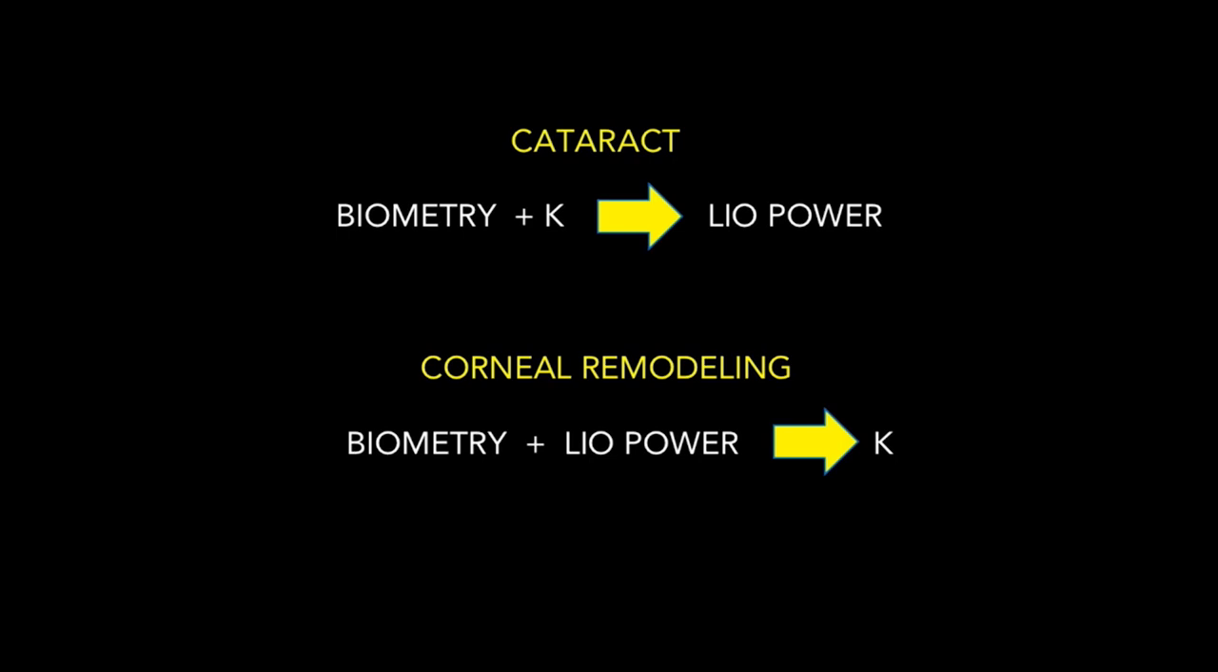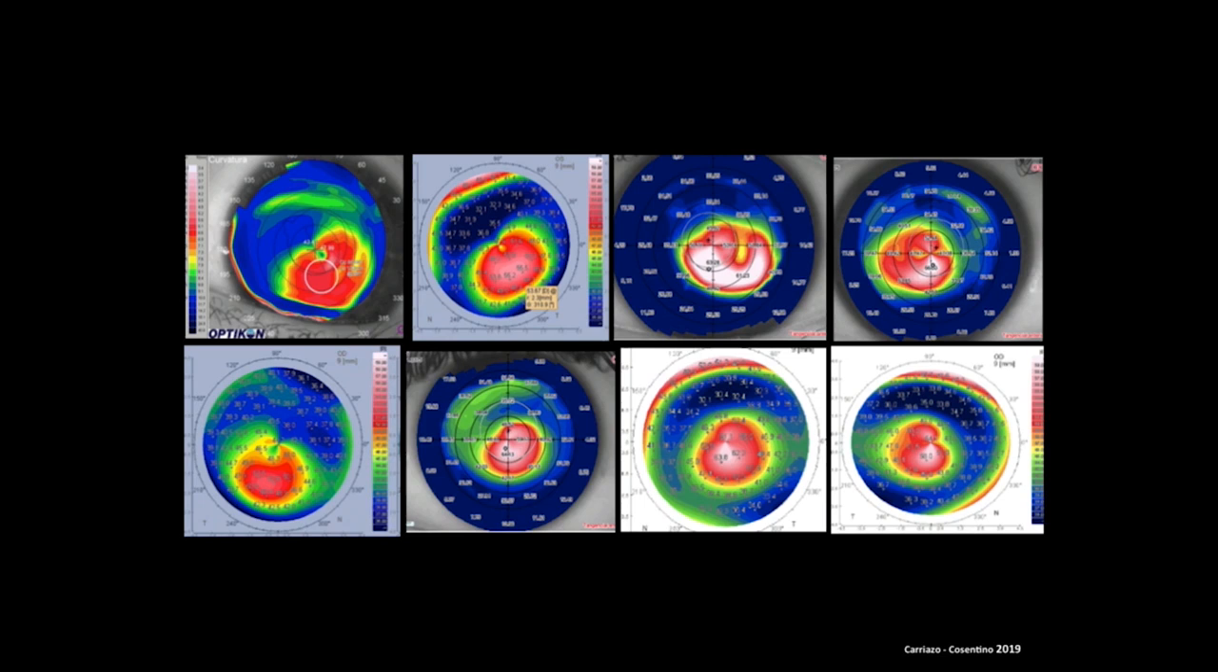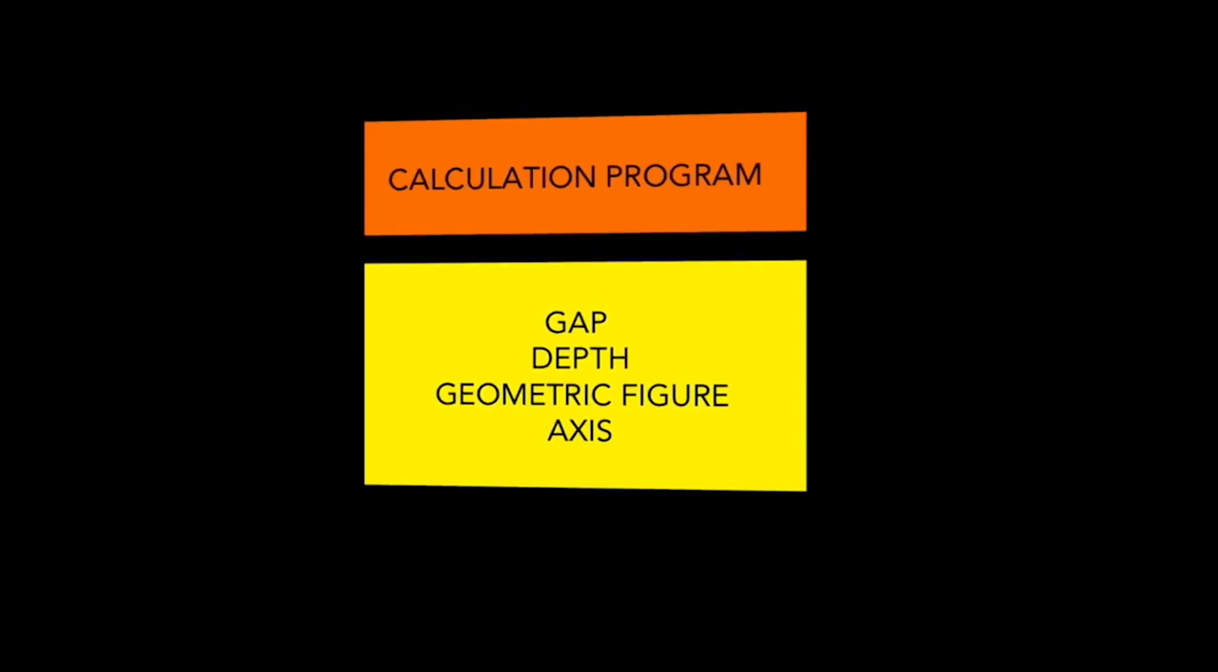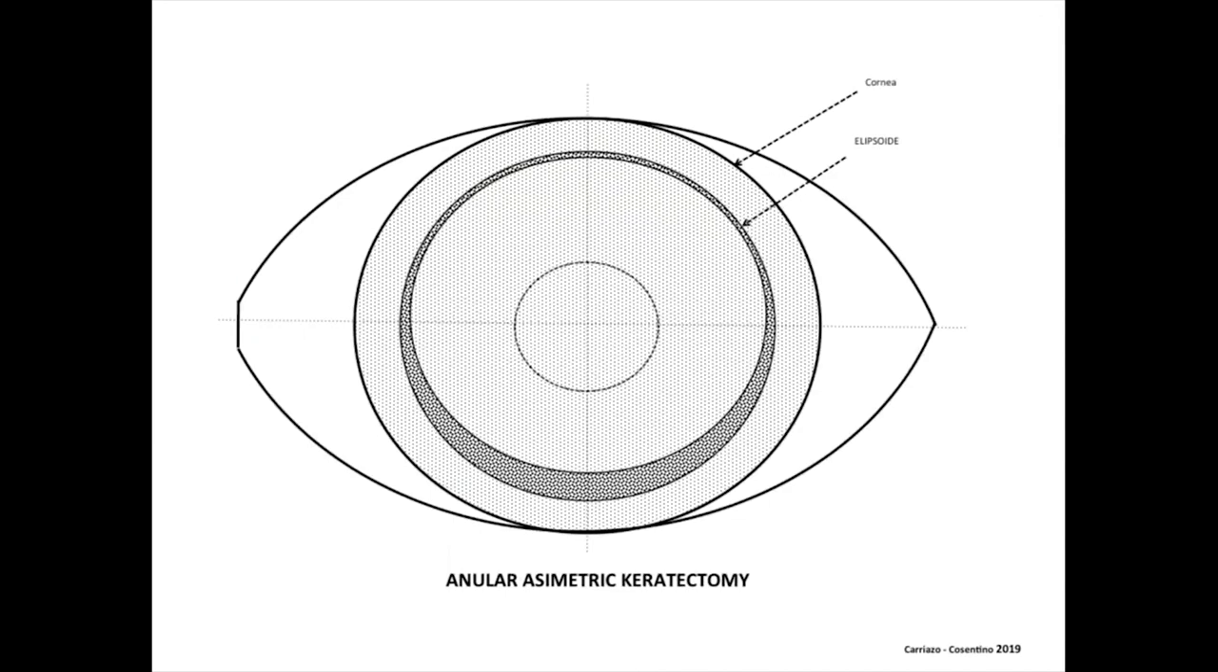It's similar to cataract surgery. In cataract surgery, we calculate the power of the IOL following the biometry and keratometry. In corneal remodeling, we have to look for the keratometry. We have the biometry, and we use the power of the crystalline lens, not the intraocular lens, in order to obtain the keratometry. In other words, each cornea is different, because if one patient is more myopic or less myopic, we have to change the geometrical figures. In each case we modify the gap of the geometrical feature, the depth, the geometrical figure, and the axis for each patient. This is a schematic, with different slides to show you that.